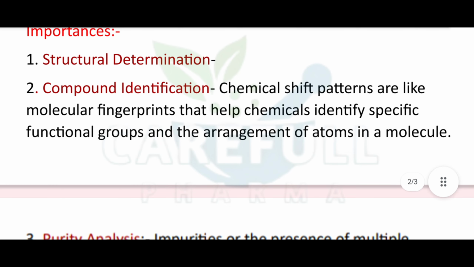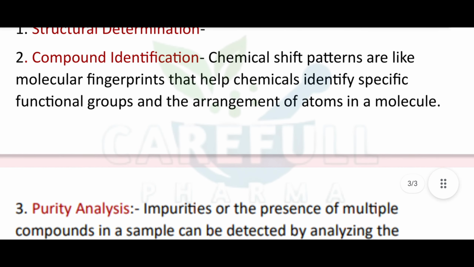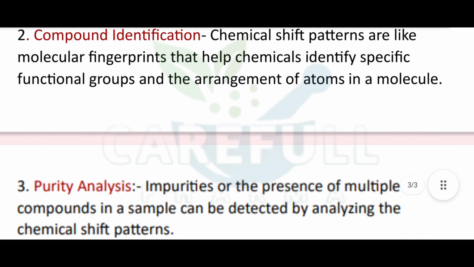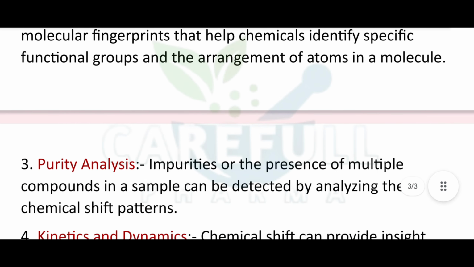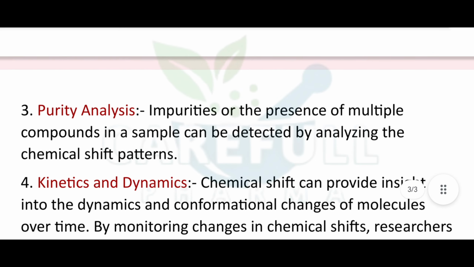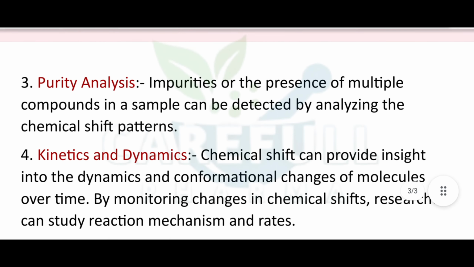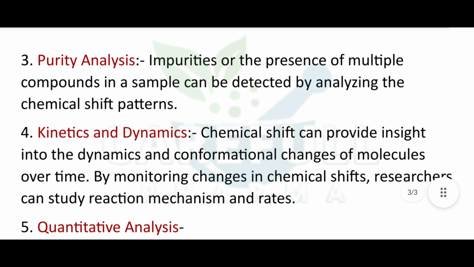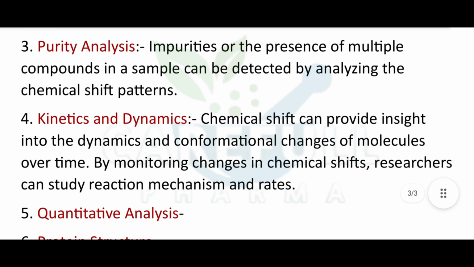2. Compound identification. Chemical shift patterns are like molecular fingerprints that help chemists identify specific functional groups and the arrangement of atoms in a molecule. 3. Purity analysis. Impurities or the presence of multiple compounds in a sample can be detected by analyzing the chemical shift patterns. 4. Kinetics and dynamics.